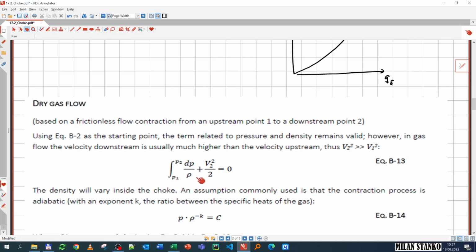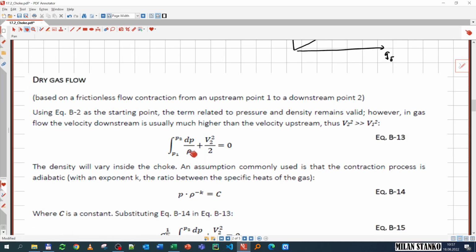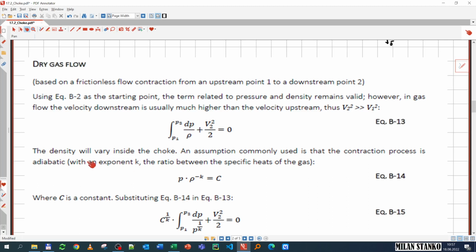And then the second challenge we have is that we have to integrate the density with pressure from 1 to 2, and we have to know how the density behaves with pressure. So an assumption that is typically made is that the process is adiabatic, so I have no heat exchange between 1 and 2, and the process essentially is reversible. And if I use an ideal gas assumption, this gives the following relationship between pressure and density: pressure times density to the power of K.